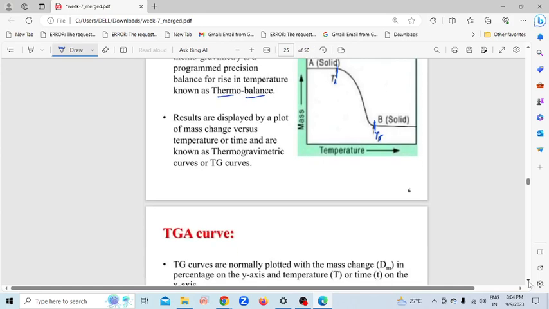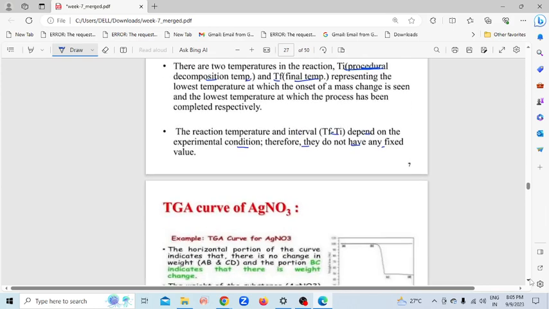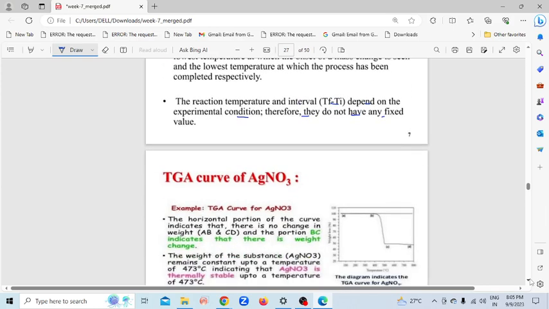So there are two temperatures, Ti and Tf. Ti is the procedural decomposition temperature, where decomposition starts. Tf is the final temperature where decomposition is completed. The reaction temperature in the interval between Ti and Tf depends on the experimental conditions, therefore they do not have any fixed value. It will depend on particle size, sample temperature, heating rate. If you change these parameters, then the Tf and Ti values will change.